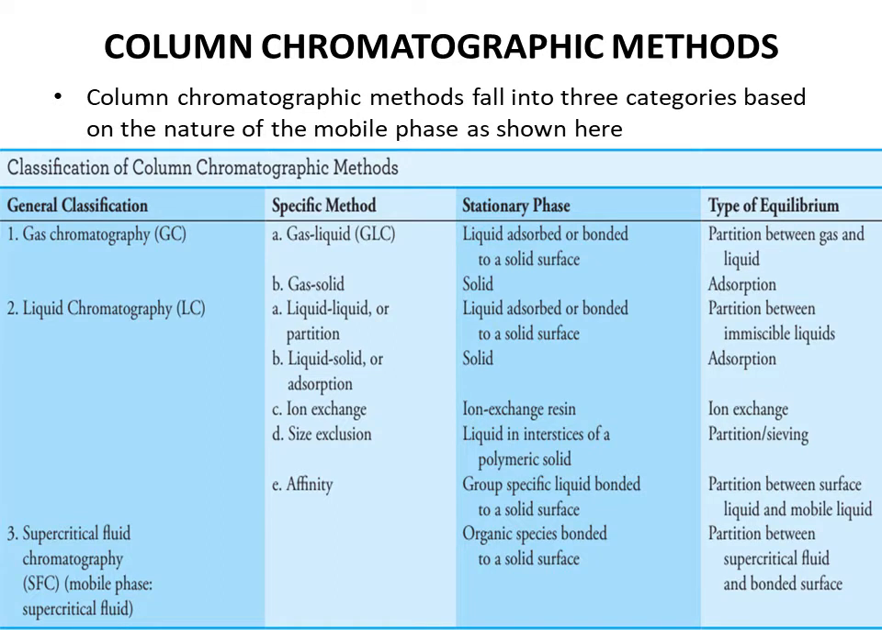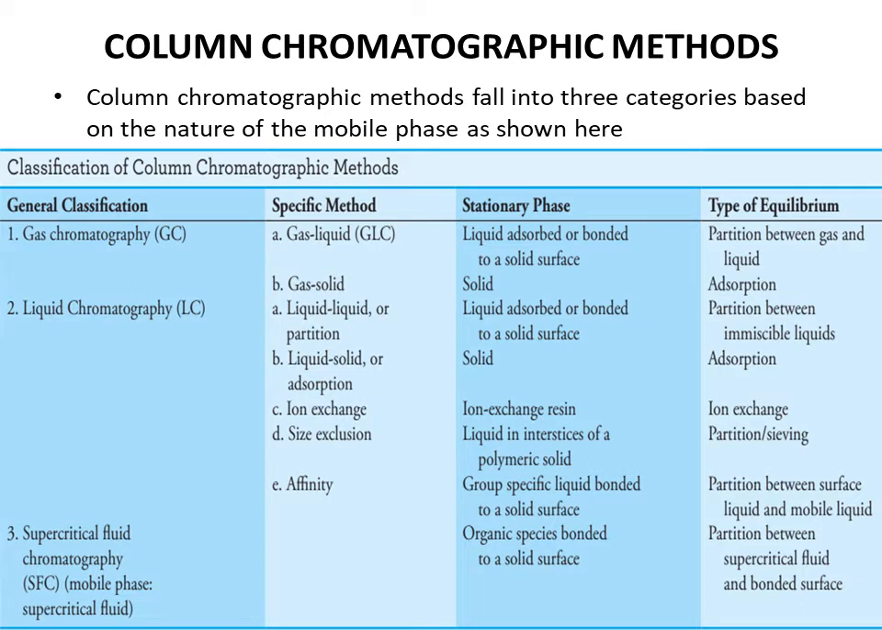So now we will see various column chromatographic methods. Column chromatographic methods fall into three categories, which are based on the nature of the mobile phase, as shown here. The first one is where the mobile phase is a gas, and this technique is called gas chromatography. The method has two further types, based upon the physical state of the stationary phase.